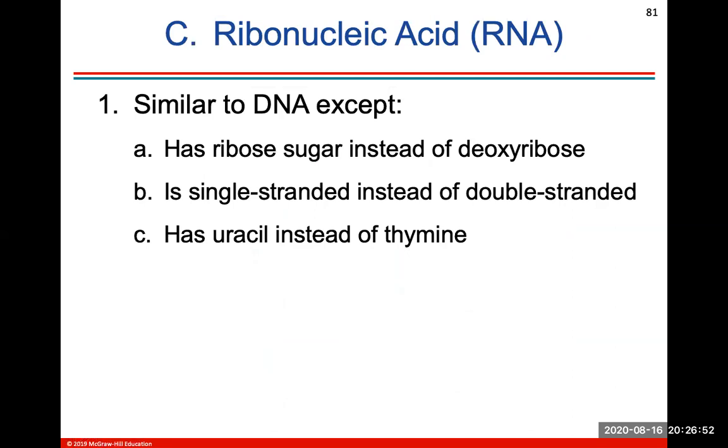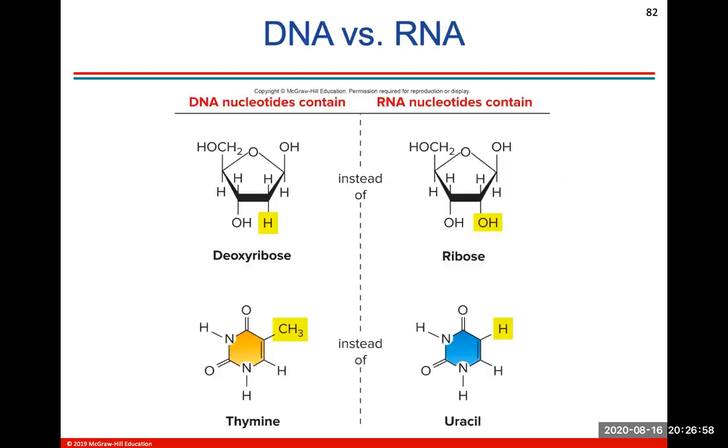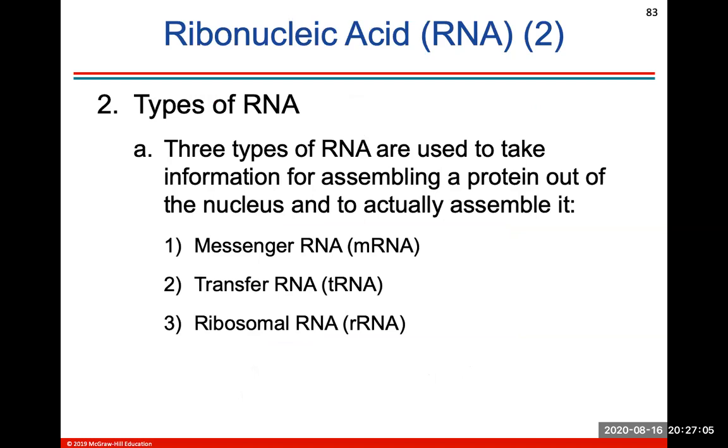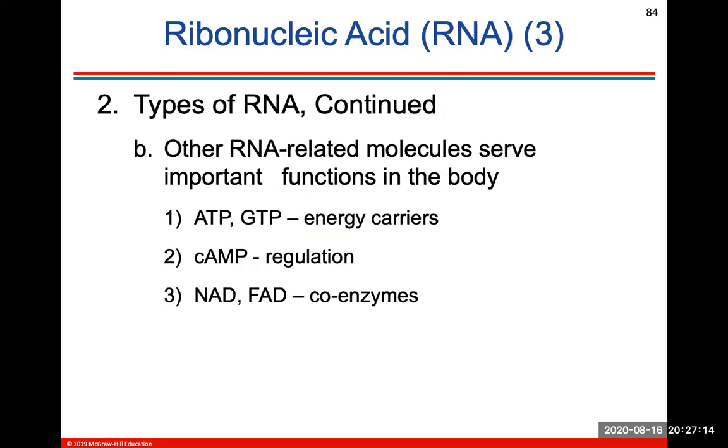RNA is similar to DNA except it has a ribose sugar. It's single-stranded, and it will have uracil instead of thymine. So this is the difference between DNA and RNA, and you should know these differences. Ribonucleic acid, there are 3 types of RNA: messenger RNA, transfer RNA, and ribosomal RNA. Other RNA-related molecules are ATP, cAMP, and NAD/FAD, which are also extremely important and we'll get through and cover.